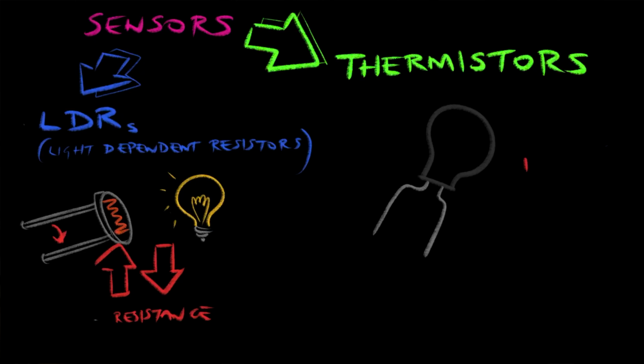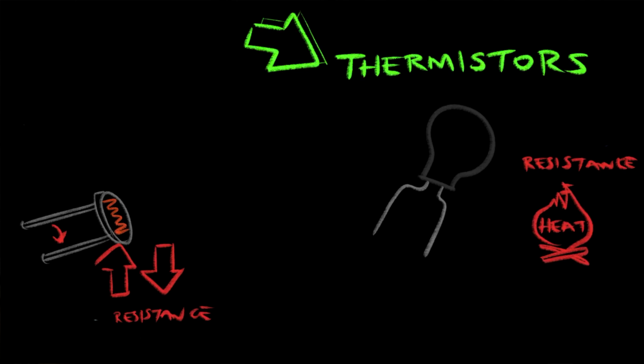Thermistors, on the other hand, are generally discs or probes, with also two terminals coming out of them. However, as the name suggests, they deal with thermal energy. In simpler terms, they change their resistance according to the amount of heat that surrounds them.